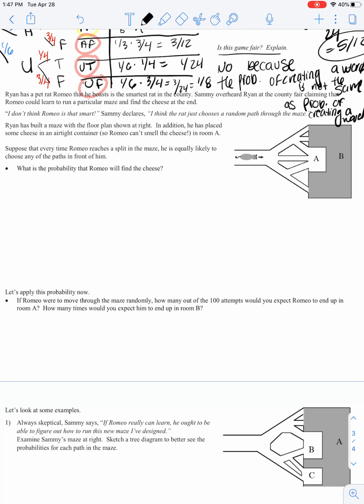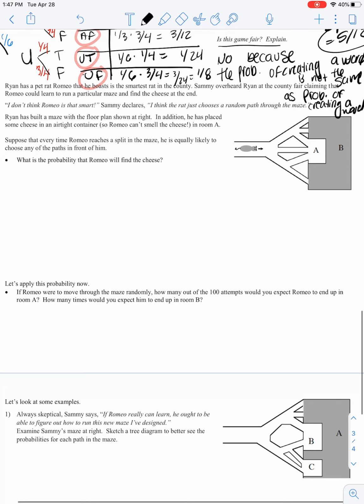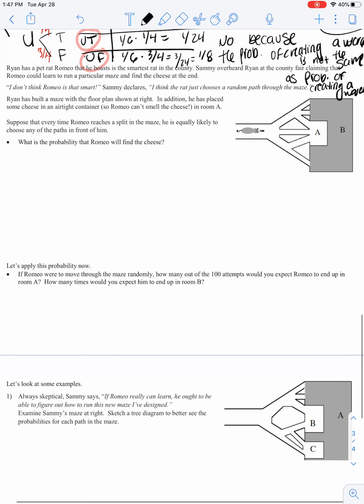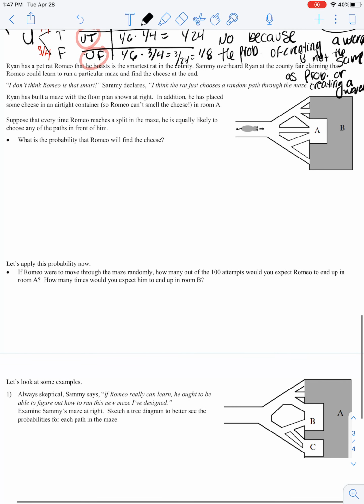"I think the rat just chooses a random path and goes through the maze." Ryan has built a maze with the floor plan shown at right. In addition, he has placed some cheese in an airtight container, so Romeo can't smell the cheese in room A. Suppose that every time Romeo reaches a split in the maze, he is equally likely to choose any of the paths in front of him. What is the probability that Romeo will find the cheese?